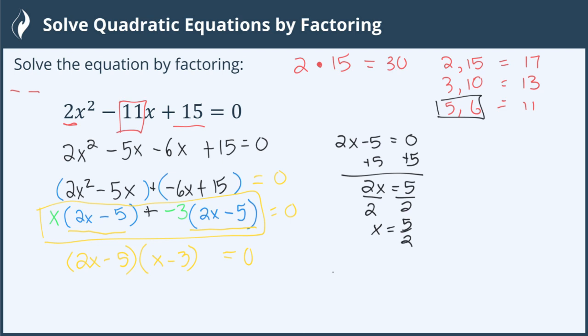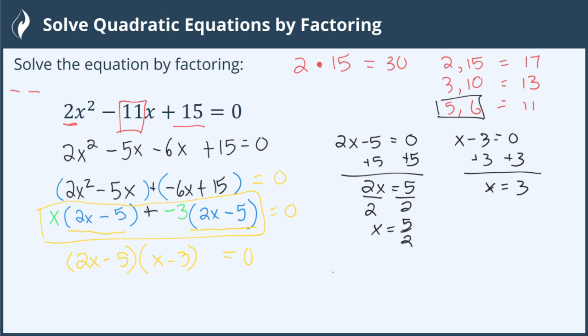Then I'm going to take my other factor, x minus 3, set it equal to 0. I'll add a 3 to both sides. And this one is quite a bit more simple. So we wind up with x equals 3.